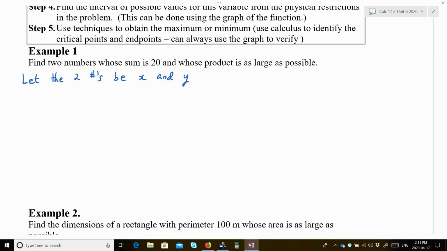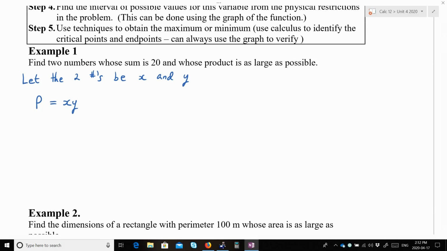Step 2 in the recipe says find a formula for the quantity to be maximized or minimized. This is called developing a mathematical model for the problem. Now notice it says whose product is as large as possible. So the formula for the product of these two numbers will be product P equals x times y. Okay, and we want to maximize the product.